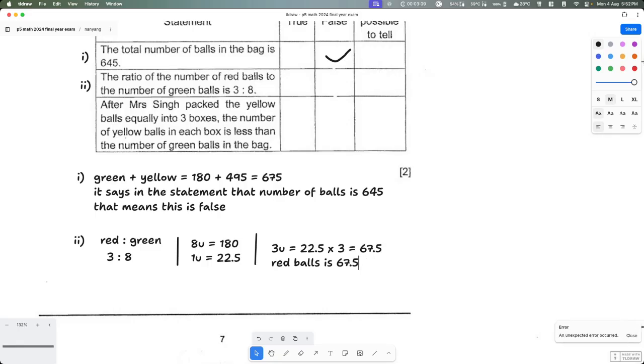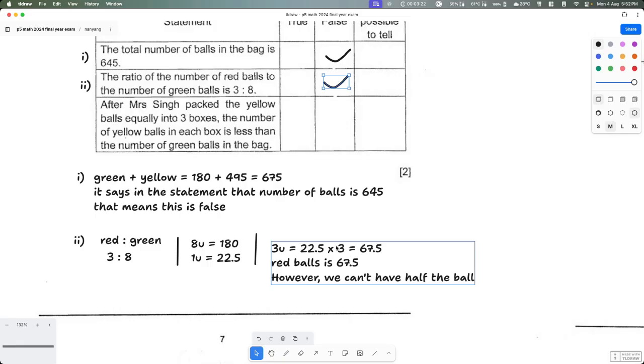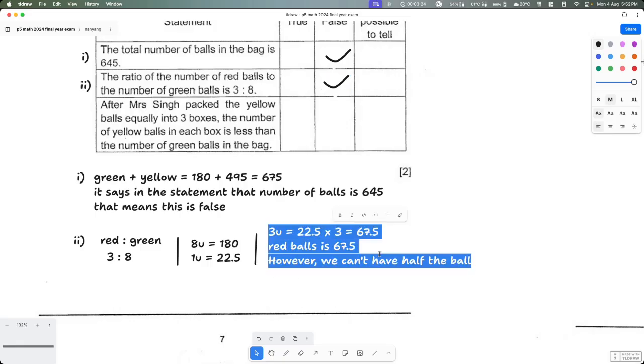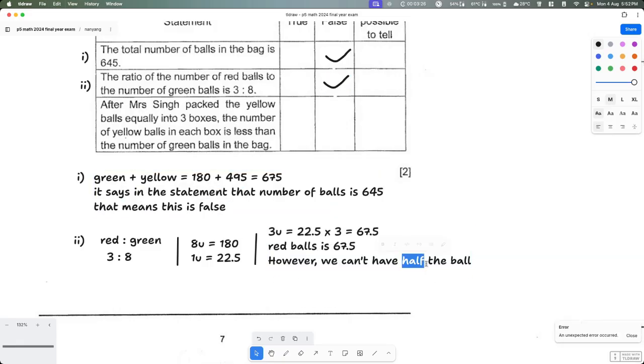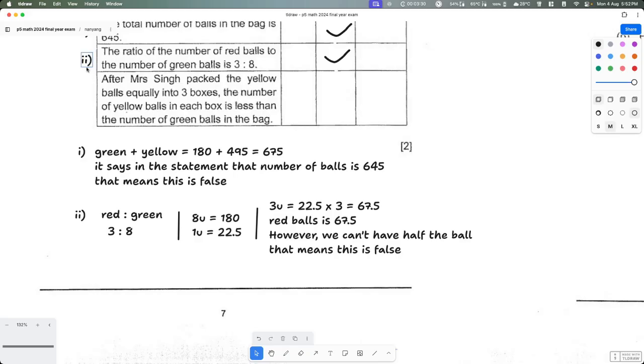However, we can't have half the ball. So in this case, this is also false. That means this is false in this case over here. Okay, so now we can go to part 3.